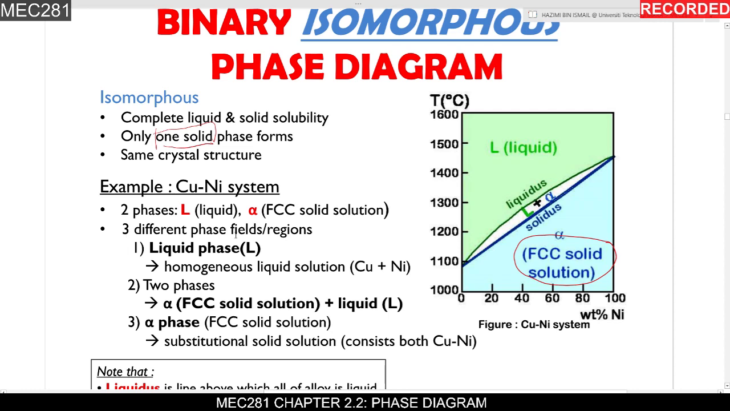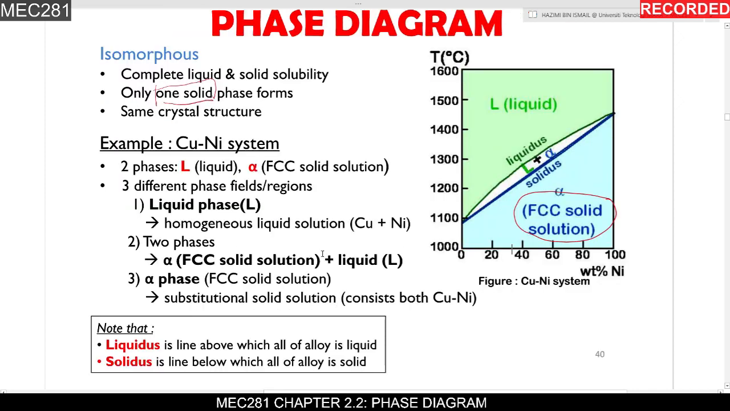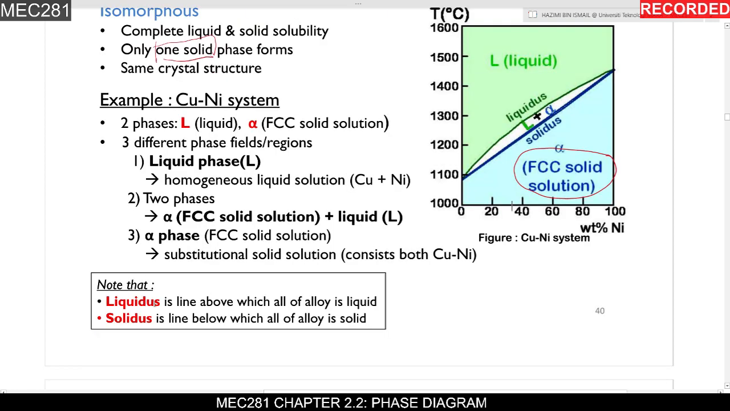Okay, three different phase field regions. One is the liquid phase here, 100% liquid, completely liquid. The second is the two-phase region, the intermediate region, where both liquid and solid are found. And finally the alpha phase, which is found only in the solid. So the substitutional solid solution consists of both copper and nickel. Note that the liquidus is the line above here.